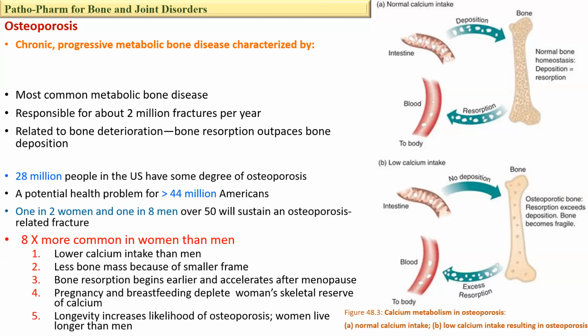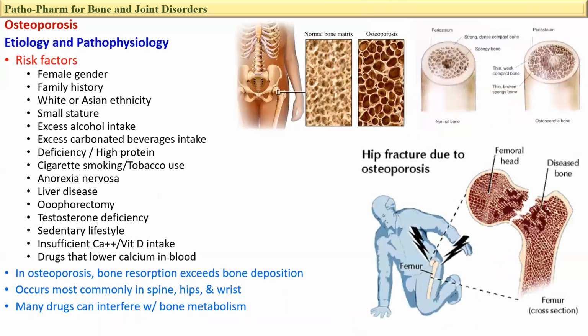And we have at least here 5 reasons and rationales for why women are more susceptible to develop osteoporosis than men. And you can read through and see why women are more susceptible than men to getting osteoporosis or being affected by the osteoporosis disease. Now, the etiology and pathophysiology is all risk factors. I have too many risk factors.